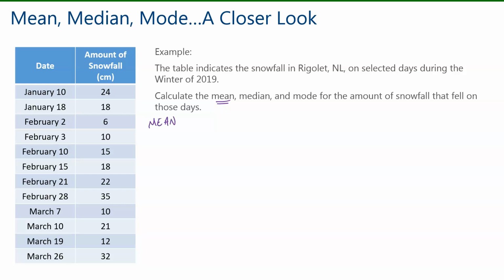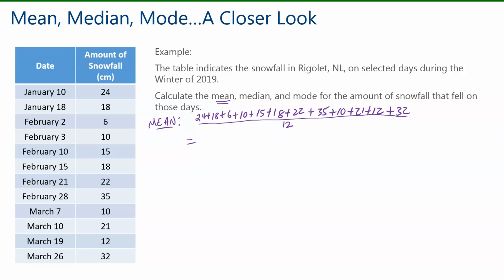Our algorithm for calculating the mean is to add all of the data values in our data set and then divide by the number of pieces of data. In our case, we will add 24 plus 18 plus 6, 10, 15, 18, 22, 35, 10, 21, 12, and 32. And the number of days that we recorded this snowfall, there were 12. So we divide by 12.